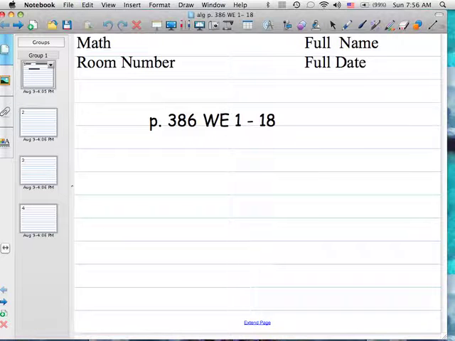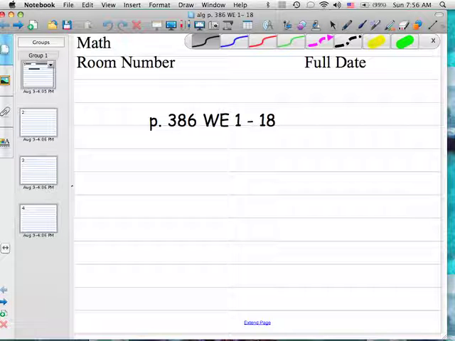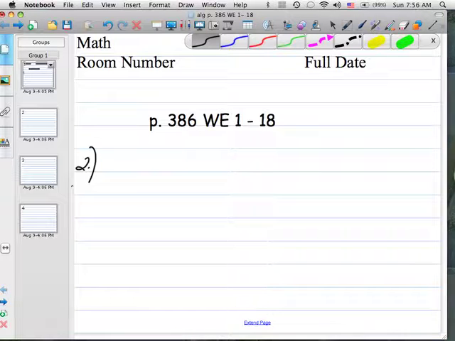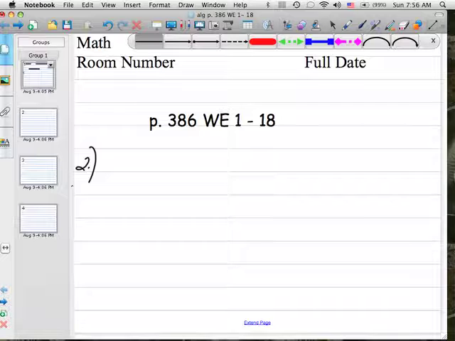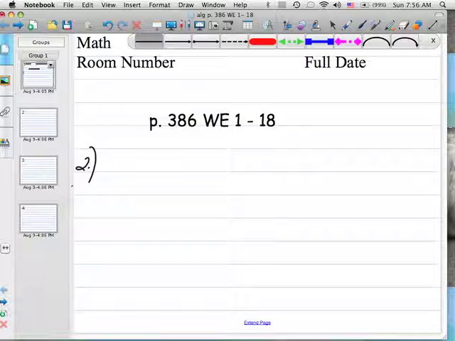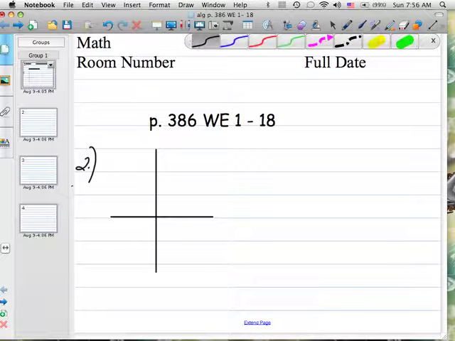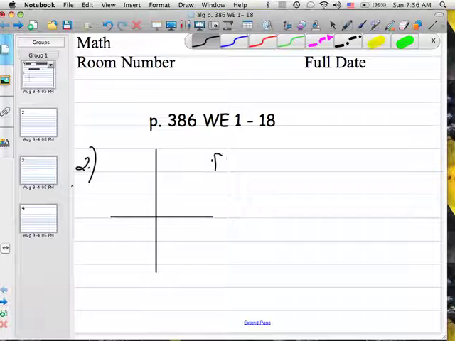So we're on page 386, problems 1 to 18, and problem number 2. It says, draw the graph of each linear function. You may wish to verify your graphs on a computer or a graphing calculator. And you could use the app Quick Graph on the iPad to check things if you want to. So number 2, I'm going to make a coordinate plane, and the equation is f of x equals -x plus 1.